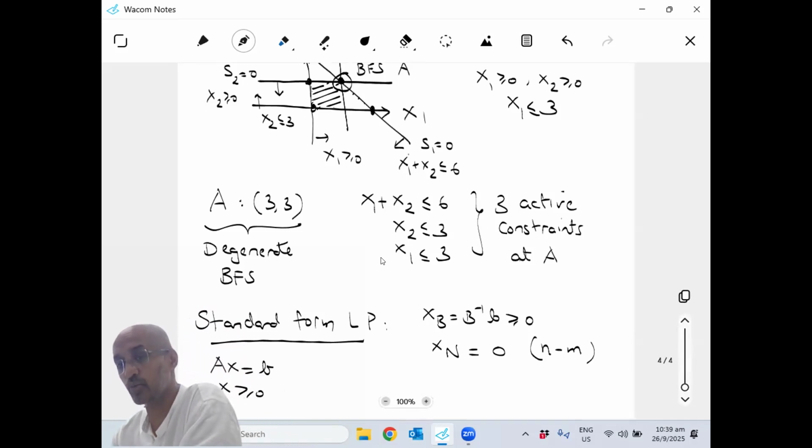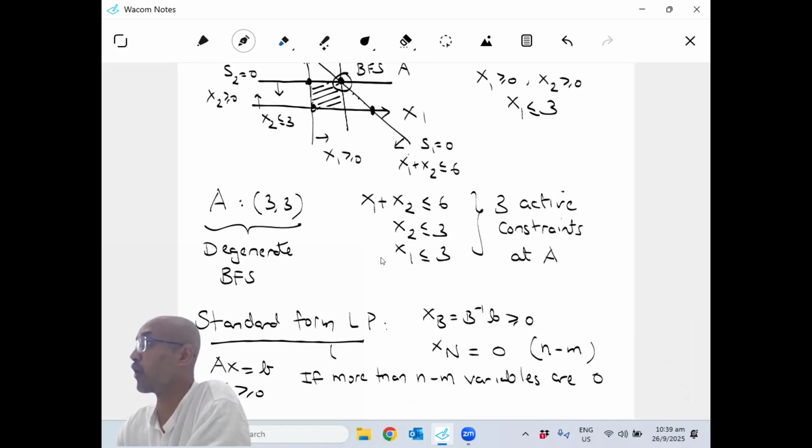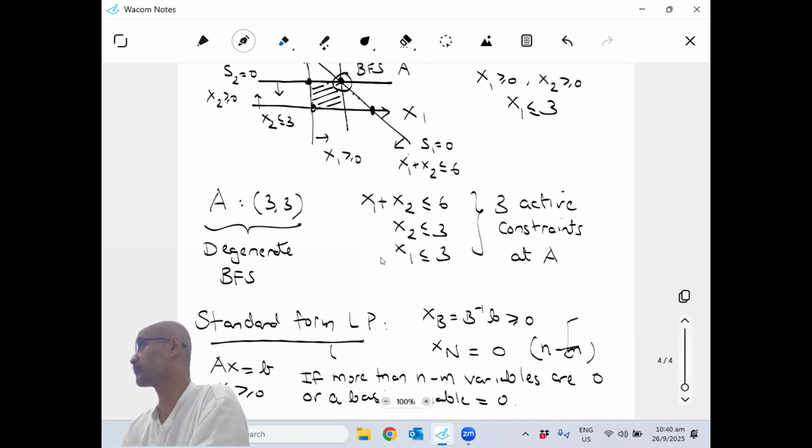But if some of my basic variables also become zero, then some of these additional constraints here become tight. So in a standard form LP, a degenerate basic feasible solution is one where more than N minus M variables are zero. Another way to say this is a basic variable takes the value zero. That's a degenerate basic feasible solution for a standard form.